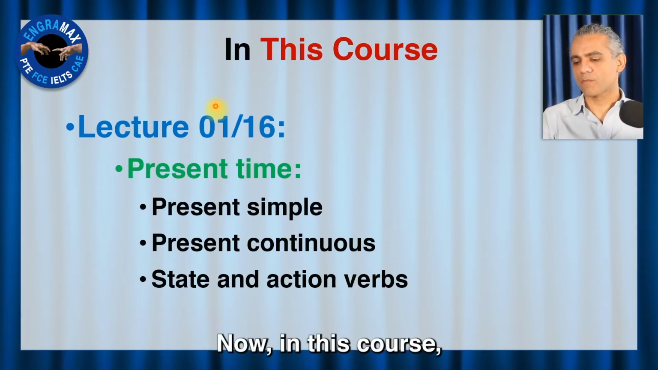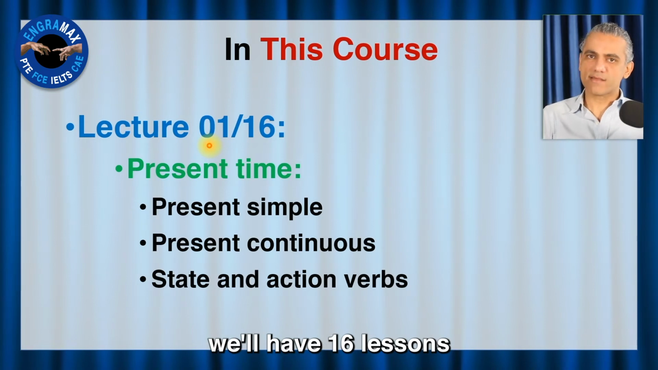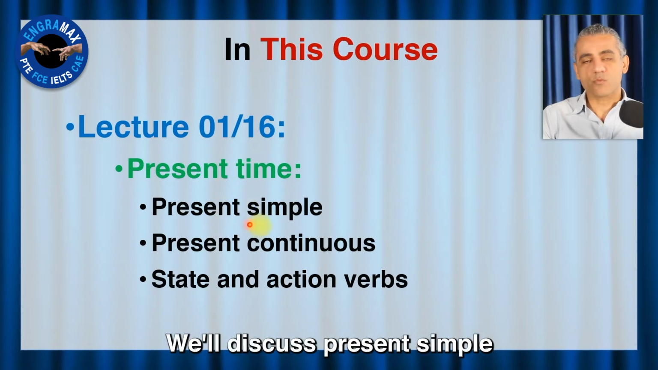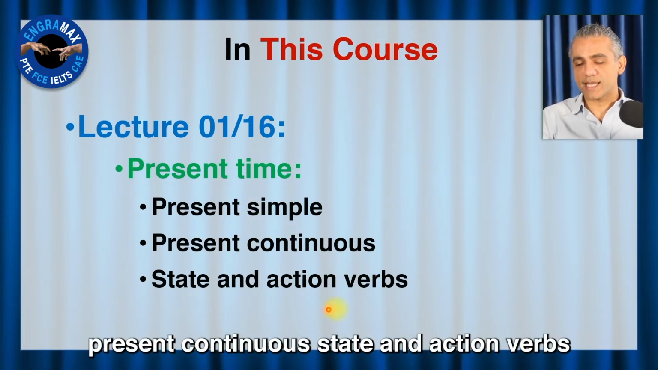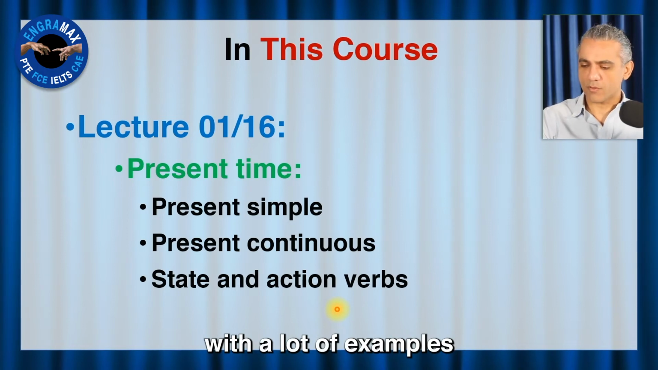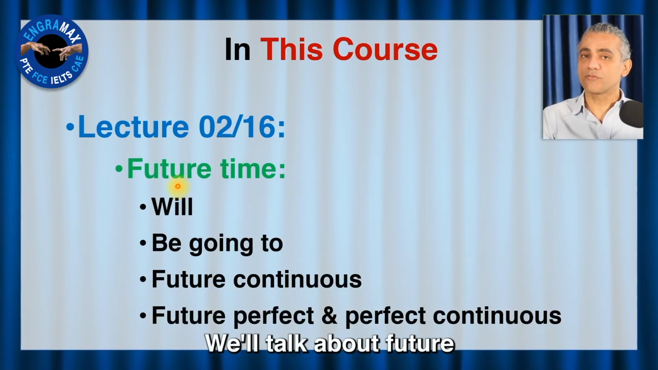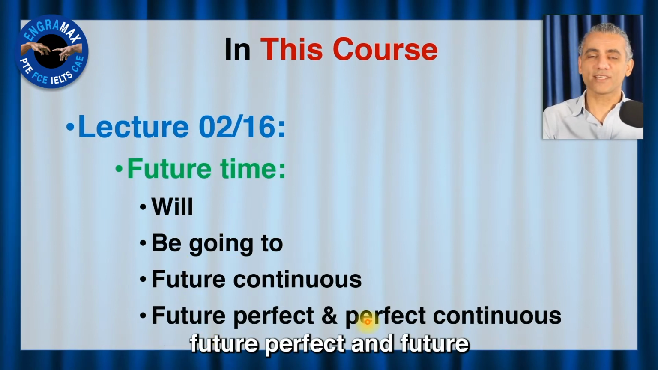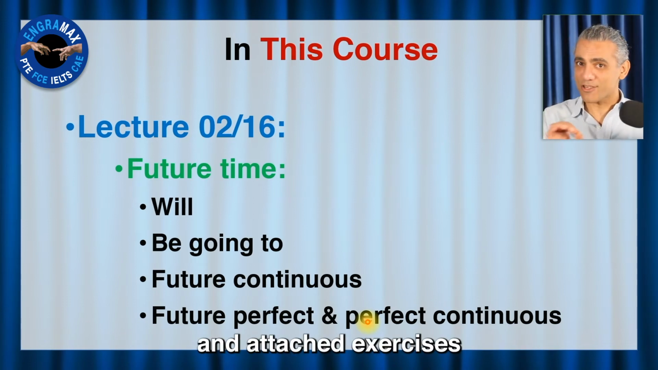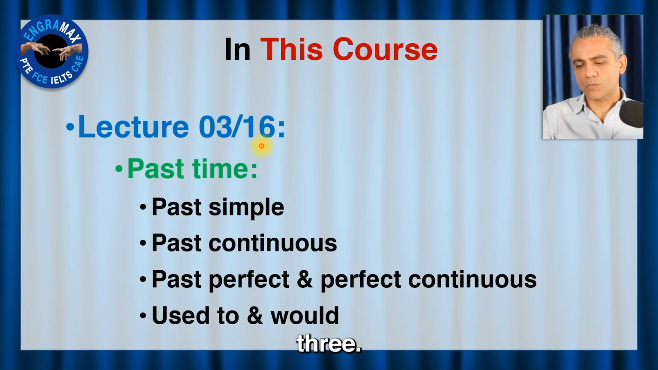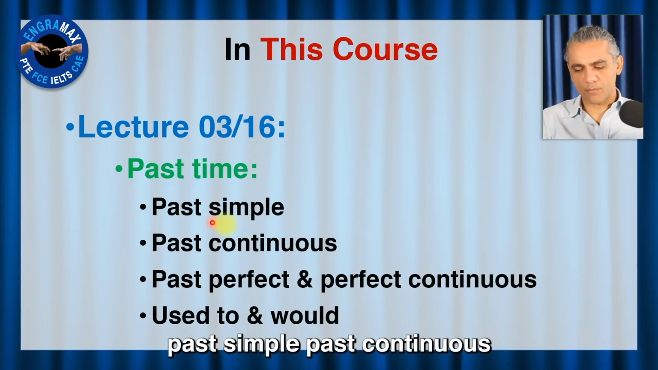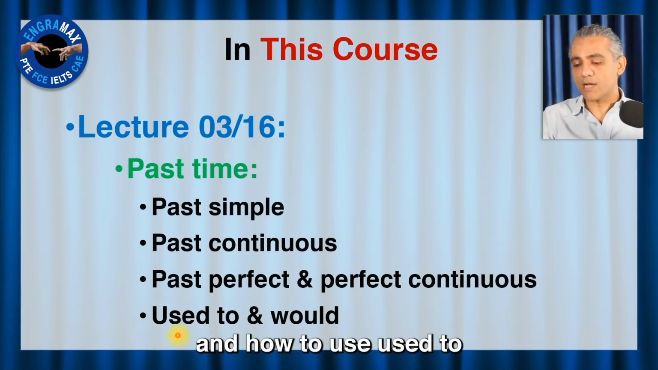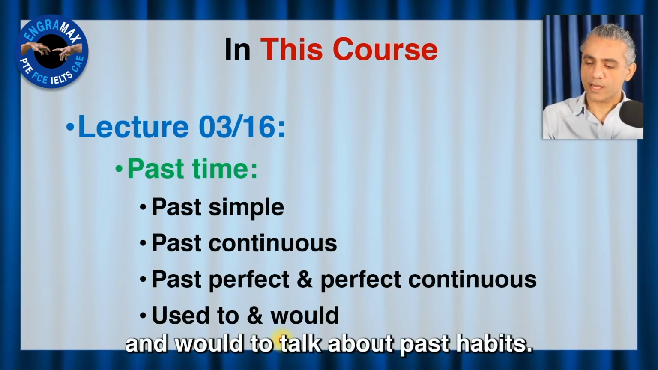Now, in this course, we'll have 16 lessons or lectures altogether. In our lecture 1, we'll talk about present time. We'll discuss present simple, present continuous, state and action verbs with a lot of examples. In our lesson 2, we'll talk about future time. Will, be going to, future continuous, future perfect, again with a lot of examples and attached exercises.